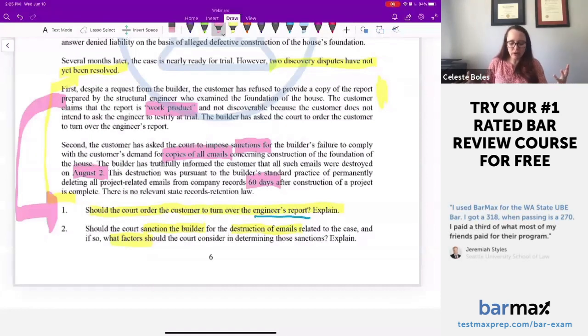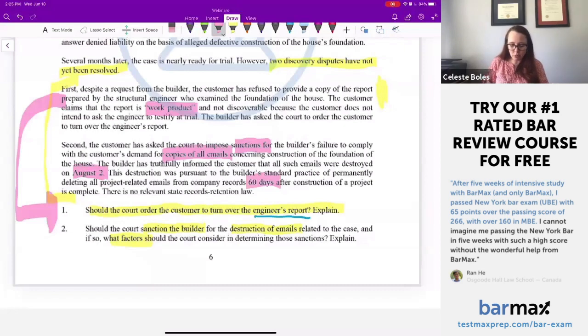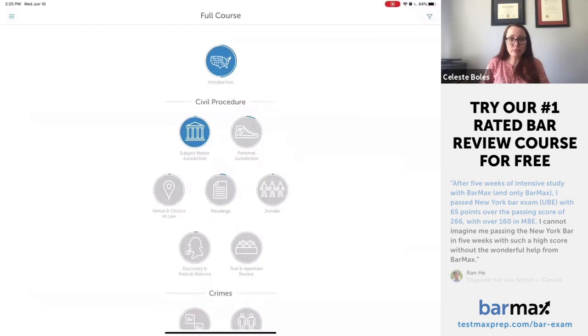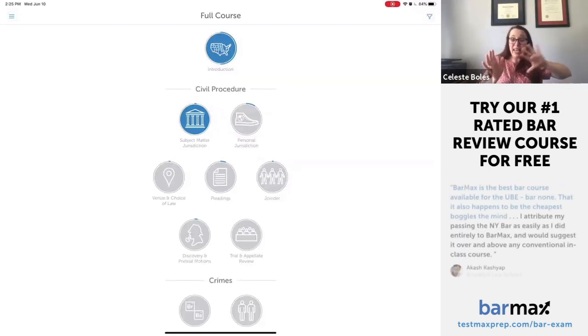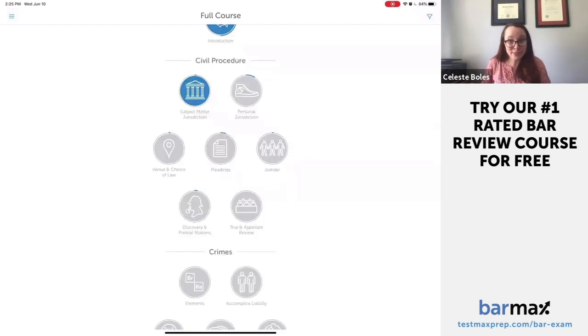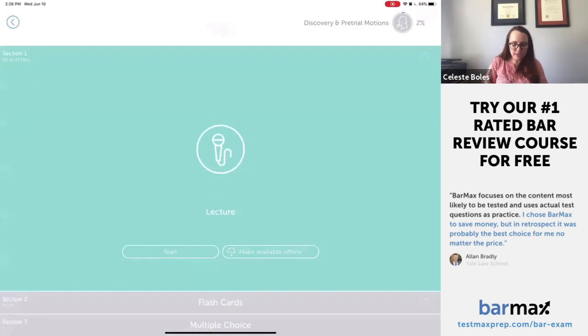Okay, so we have here a question of possible work product, and we have here a question of possible spoliation of evidence. So over here in the civil procedure course, we would not read all of our facts and then try to answer it and jump straight to the NCBE answer. We're saving the NCBE answer for last. Instead, we go over here and we go, aha, we have a whole lecture that we listened to of Professor Miller on discovery and pretrial motions.